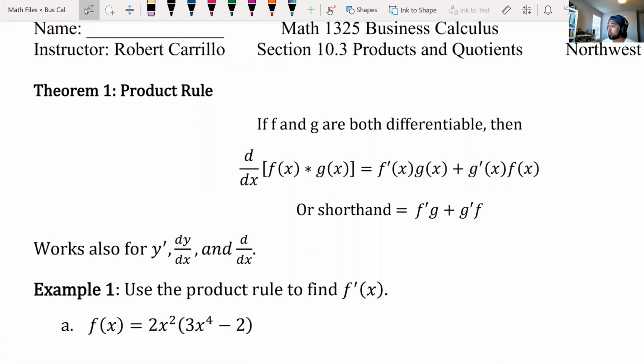If f and g are both differentiable, then the derivative of f of x times g of x is given by the formula f prime of x times g of x plus g prime of x times f of x, or to keep it simple, f prime g plus g prime f. And this works for all the other derivative notations, y prime, dy over dx, and d over dx. So let's go ahead and apply the product rule to the next examples.